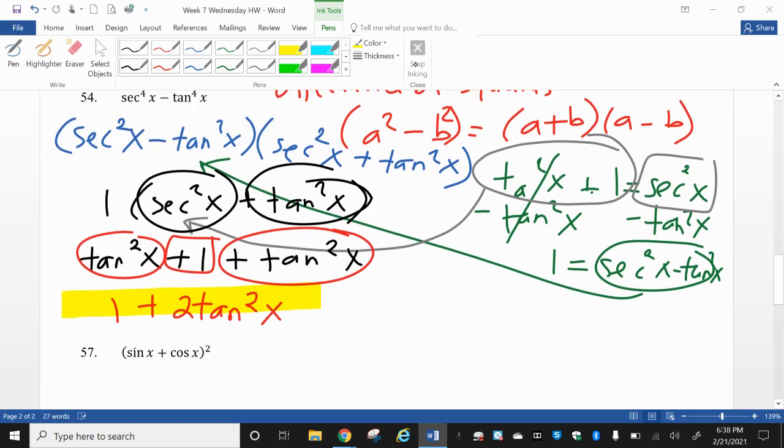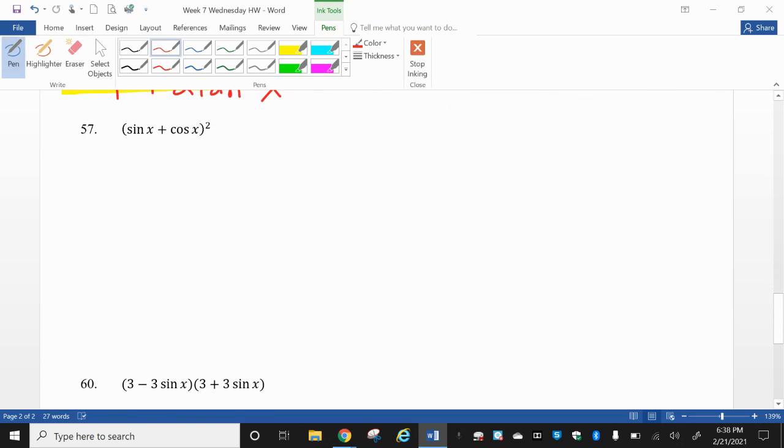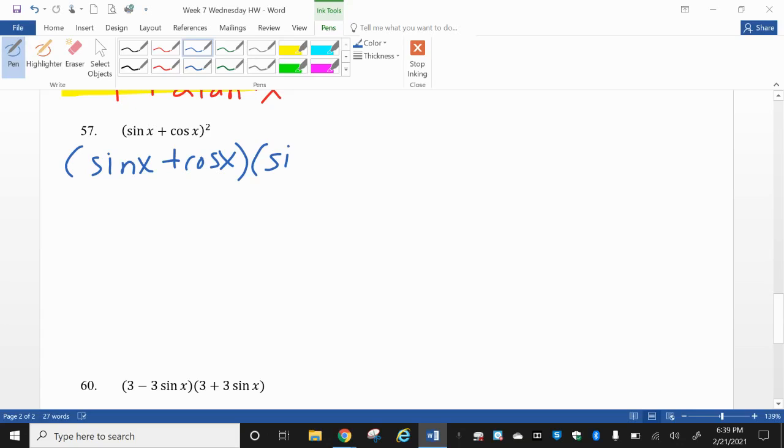Okay, taking a look at F57. We have the quantity sine of x plus cosine of x being raised to the second. Remember, the exponent just tells you to multiply the base by itself that many times. So if we were to rewrite it, it would be sine of x plus cosine of x raised to the second, which means we're going to multiply the base 2 times. Sine of x plus cosine of x, and then we're just going to FOIL them together.